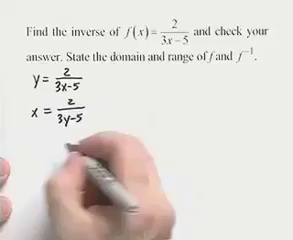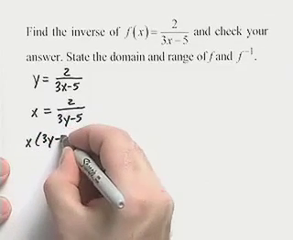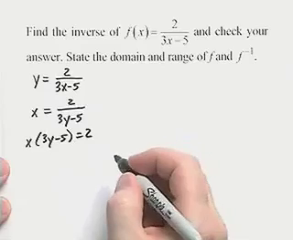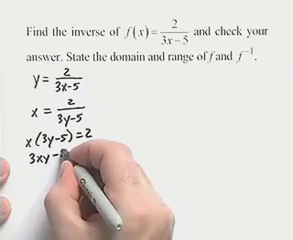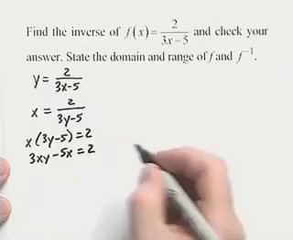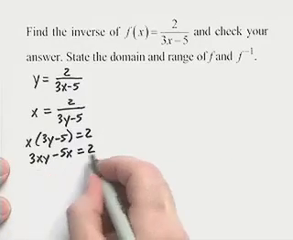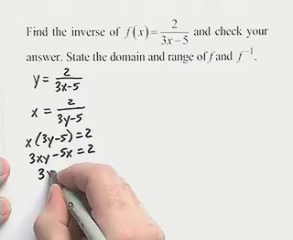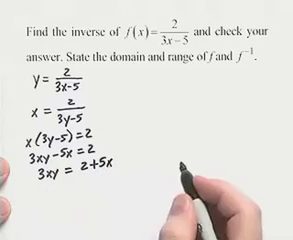Multiply both sides by 3y minus 5, so we'll have x times 3y minus 5 is equal to 2. Distribute our x, 3xy minus 5x is equal to 2. We want to isolate the term involving the y, so we'll add 5x to both sides. 3xy is equal to 2 plus 5x.